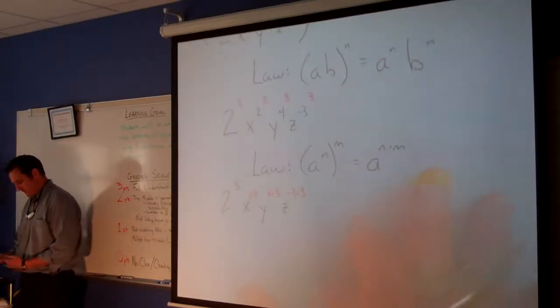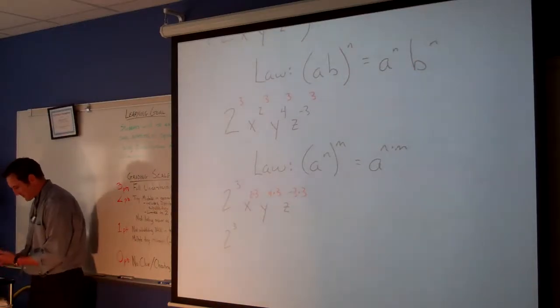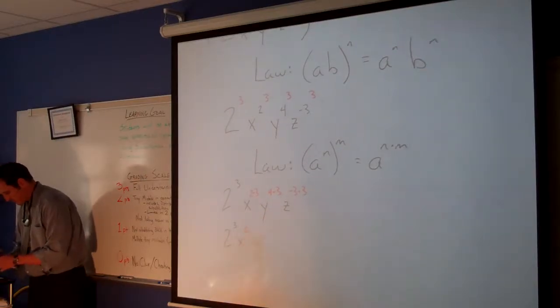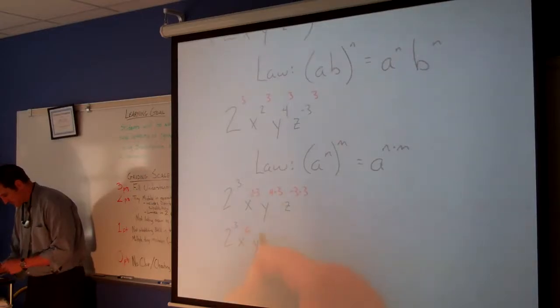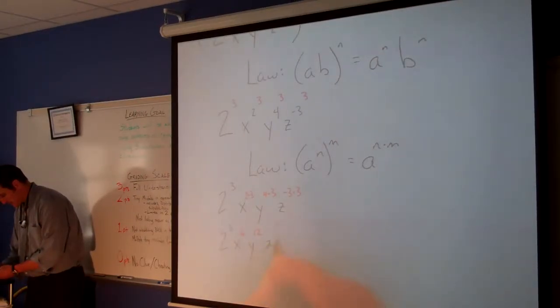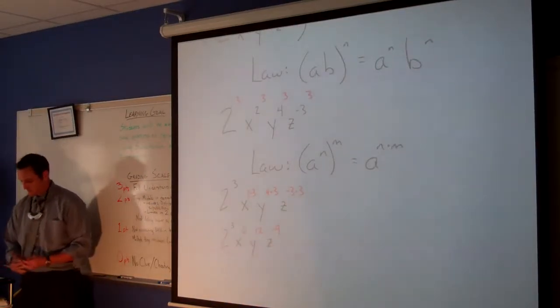All we have to do now, clean it up. Okay, so we have 2 to the 3rd. We haven't done anything with it. But now we have x to the 6th. 2 times 3 is 6. We have y to the 12th. 4 times 3 is 12. And we have z to the negative 9. Because negative 3 times 3 is negative 9.